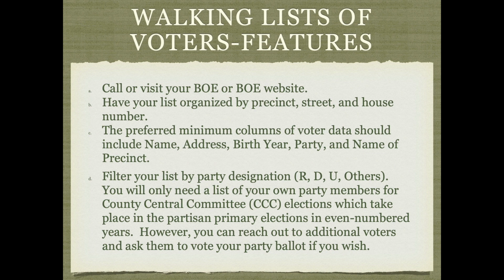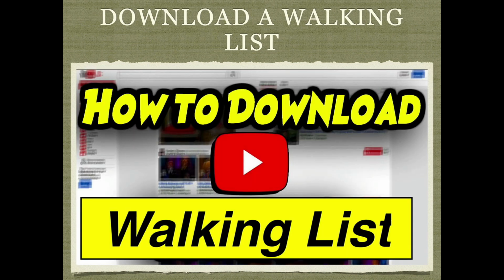Filter your list by party designation, R, D, U, or others. You will only need a list of your own party members for County Central Committee elections, which take place in partisan primary elections in even-numbered years. However, you can reach out to additional voters and ask them to vote your party ballot if you wish. The following tutorial will show you how to download a walking list.